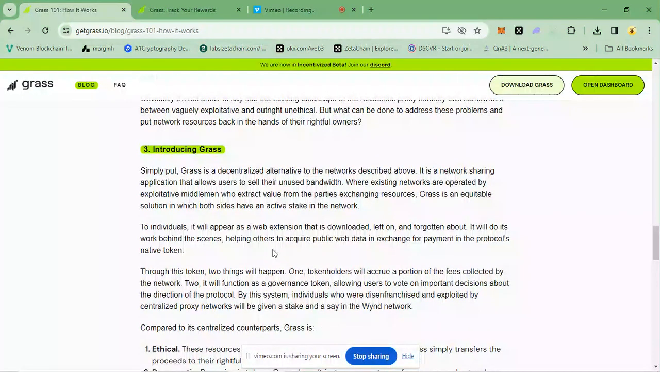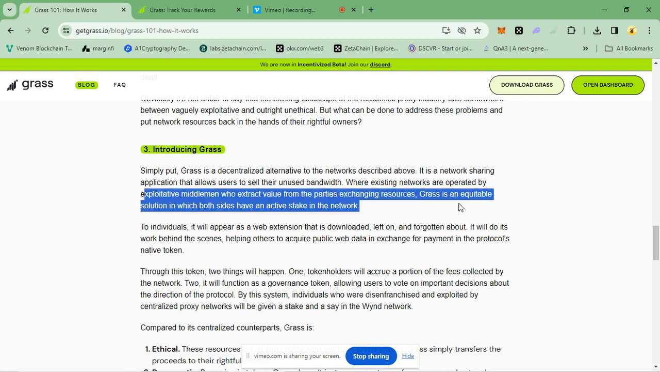So simply put, Grass is a decentralized alternative to the network described above. We are going to get back to that. It is a network sharing application that allows users to sell their unused bandwidth, your unused mobile data or your unused network data. And where existing networks are operated by exploitative middlemen who extract value from exchanging resources, Grass is an equitable solution in which both sides have an active stake in the network. You and I have an active stake.